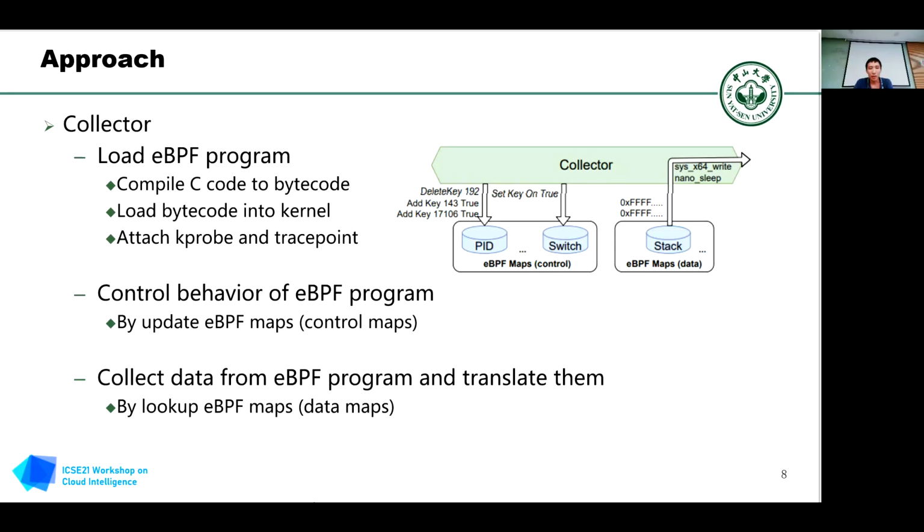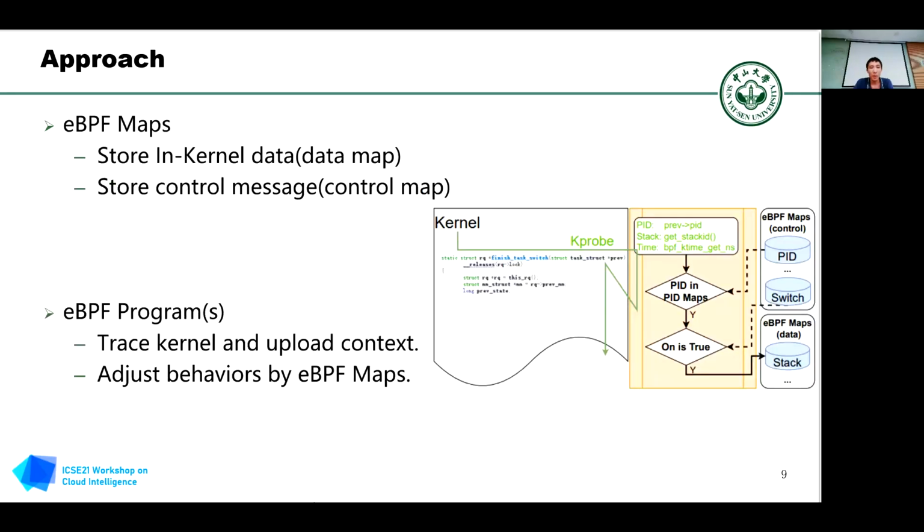For the latter, the collector receives data from data maps. These raw data are usually human unreadable, so collectors should translate them using information provided by the provider. Both the data map and the control map are eBPF maps. It's not an eBPF concept, but Kmon's own.